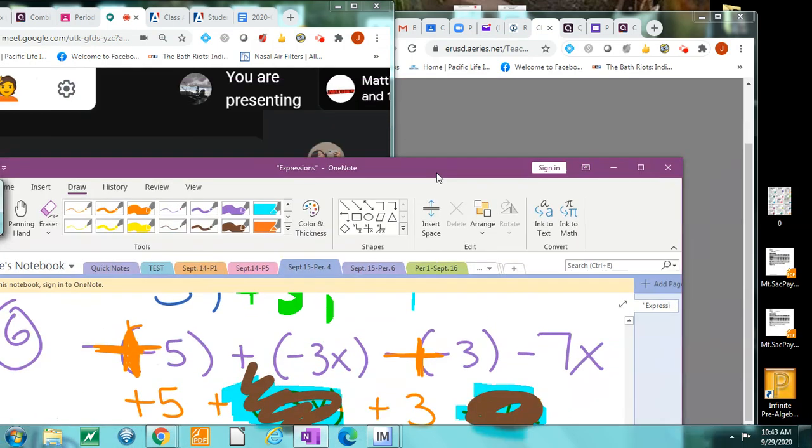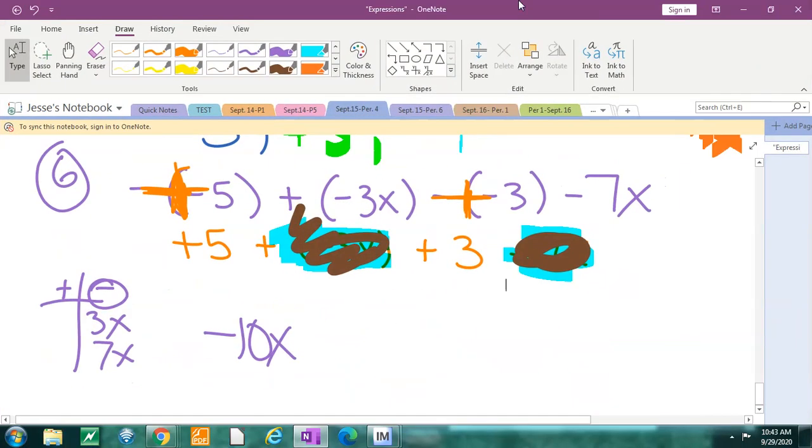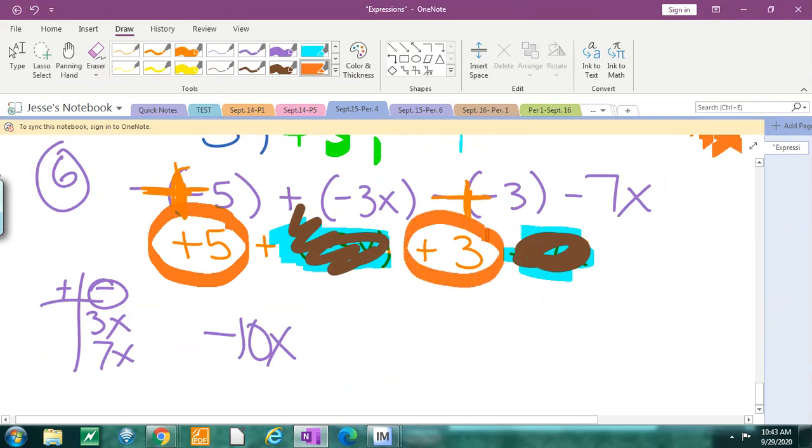Let's see. Matthew. What am I matching the 5 with? What am I adding it with? Very good. So what's 5 plus 3? Yeah, 8. So I'm going to put plus 8. Don't just put 8. It has to be plus 8.